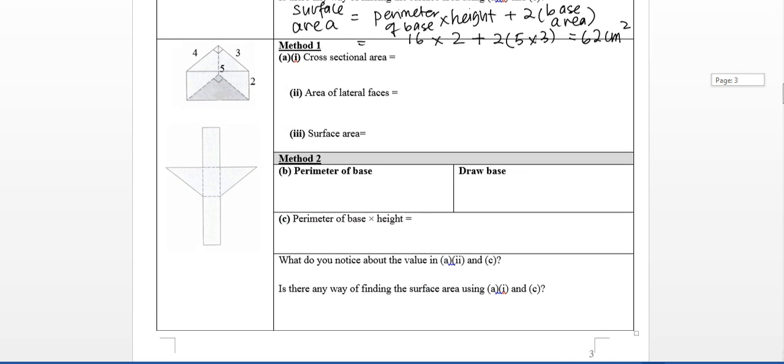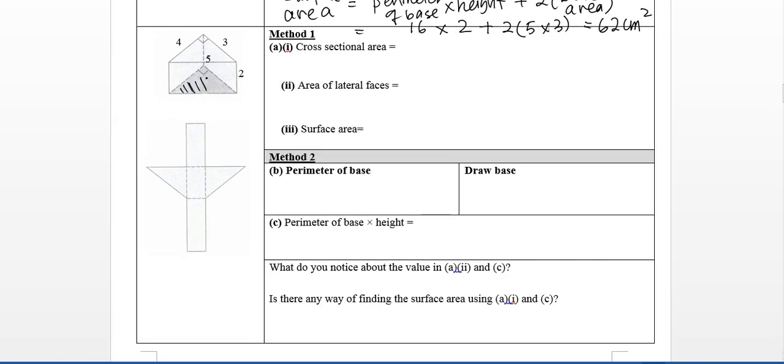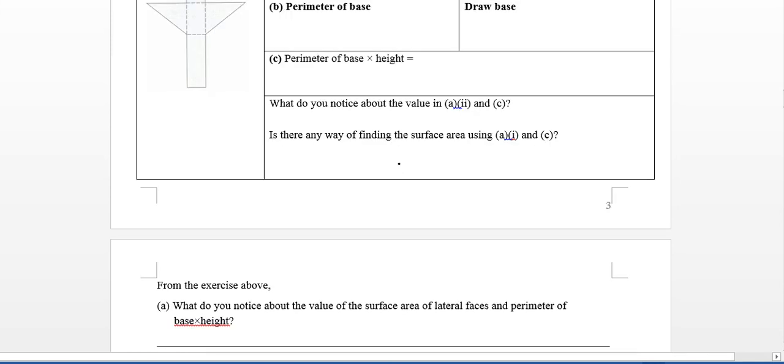Looking at the last example on this page, is this a prism? Yes. What is the base? The base is identified to be this triangle, and this is therefore the height of the prism. So you can fill in the rest of the parts by yourself. I'm going to just go on to the last line here.